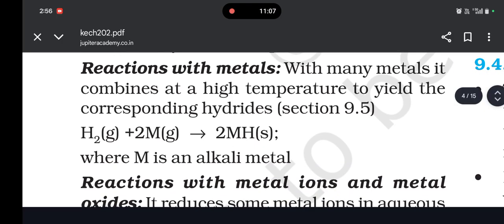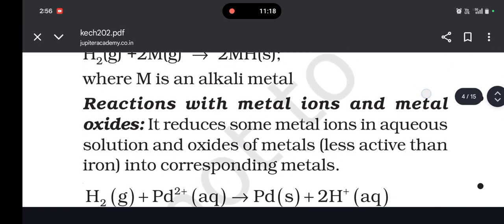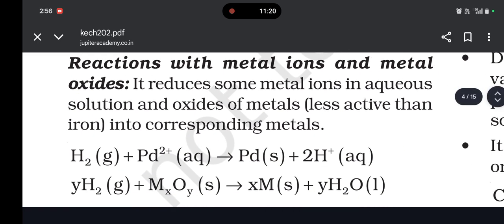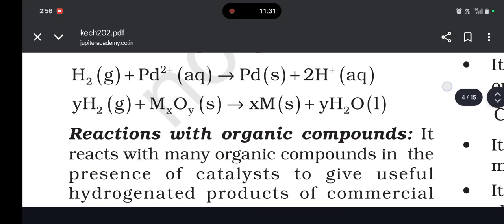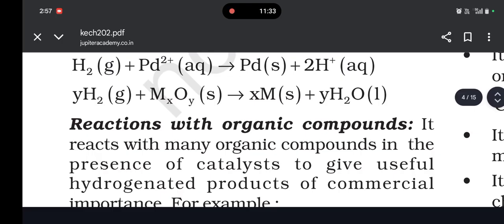Reaction with metals. With many metals, it combines at a high temperature to yield the corresponding hydrides. H2 plus 2M gives 2MH solid, where M is an alkali metal. Reaction with metal ions and metal oxides. It reduces some metal ions in aqueous solution and oxides of metals less active than iron into corresponding metals. Hydrogen with palladium 2+ gives palladium solid plus 2H+ aqueous.